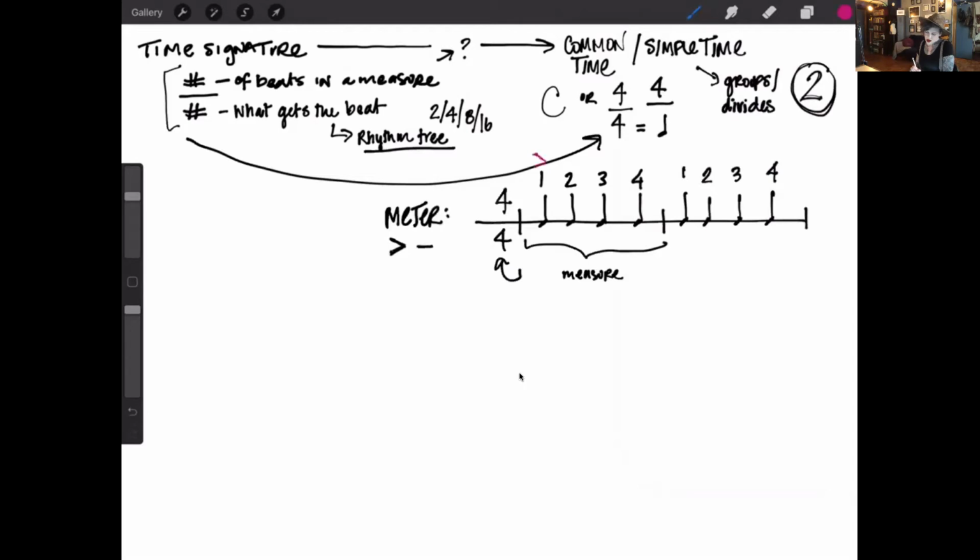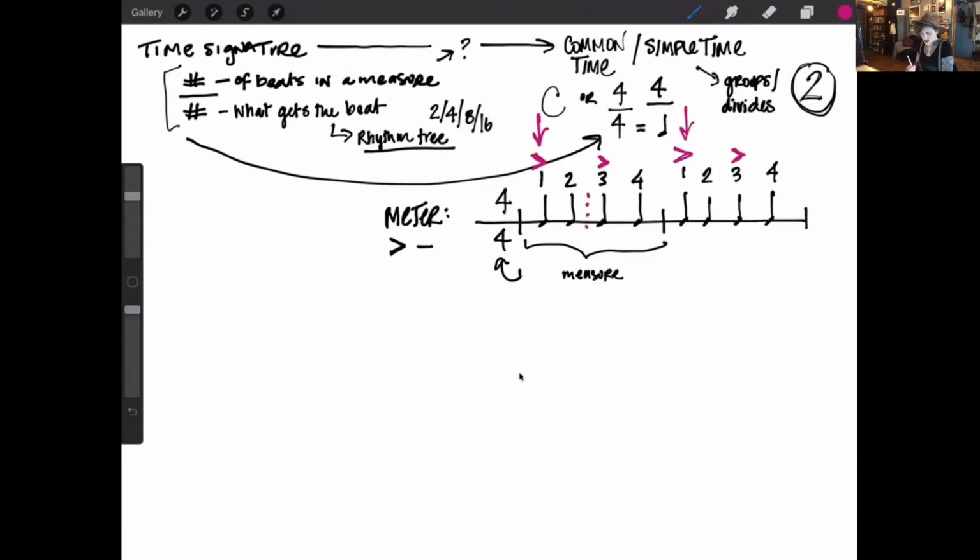Measure or beat 1 is always the most important. It is always the most stress. We have the most emphasis at the very beginning of the measure. Why? How are we to know what meter we are in unless we know where we are starting? So 1 is the beat that is most accented, followed by beat 3.